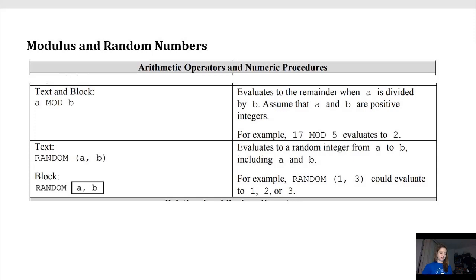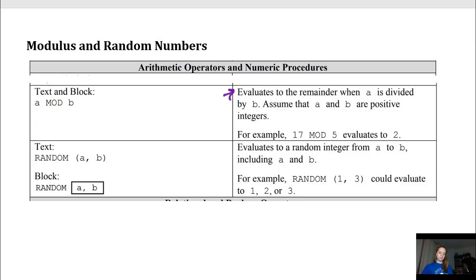So for modulus, it looks like A mod B. For most of you, I don't expect you to have seen the mathematical operation modulus before. So we'll read this definition. This evaluates values to the remainder when A is divided by B. Assume that A and B are positive integers.